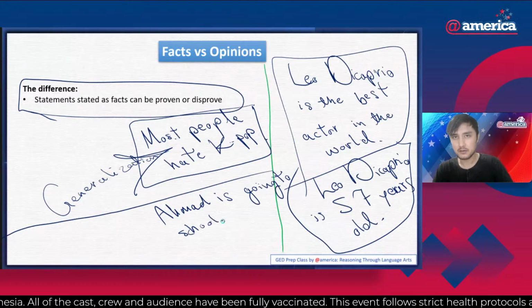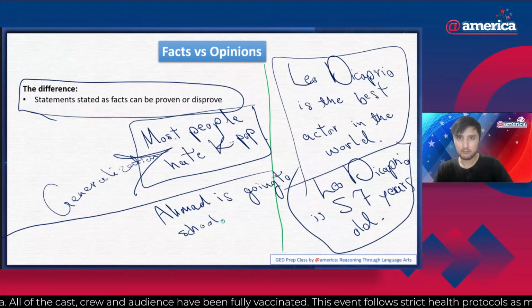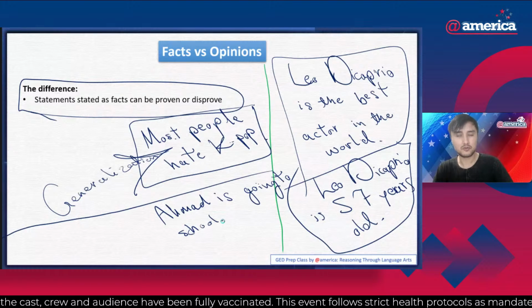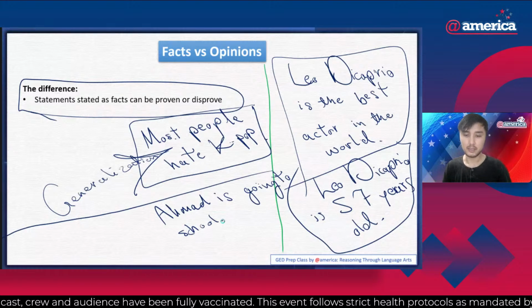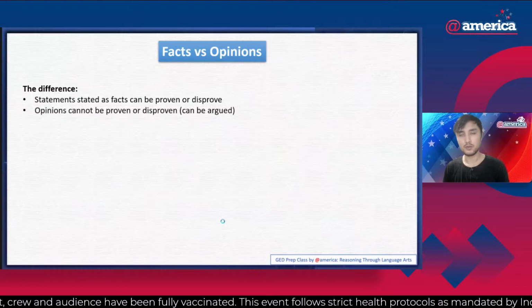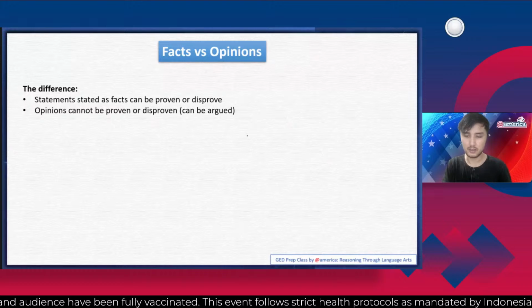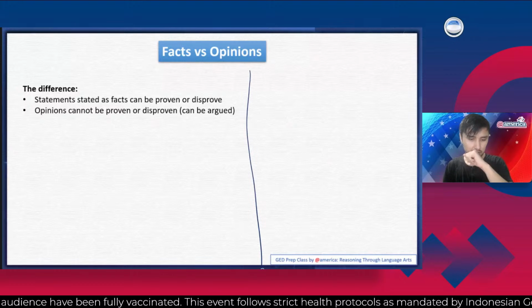This is stated as fact, and this can be proven either true or false. Anyway, the next one is that opinions cannot be proven or disproven. They can be argued, as I stated in the previous slide.